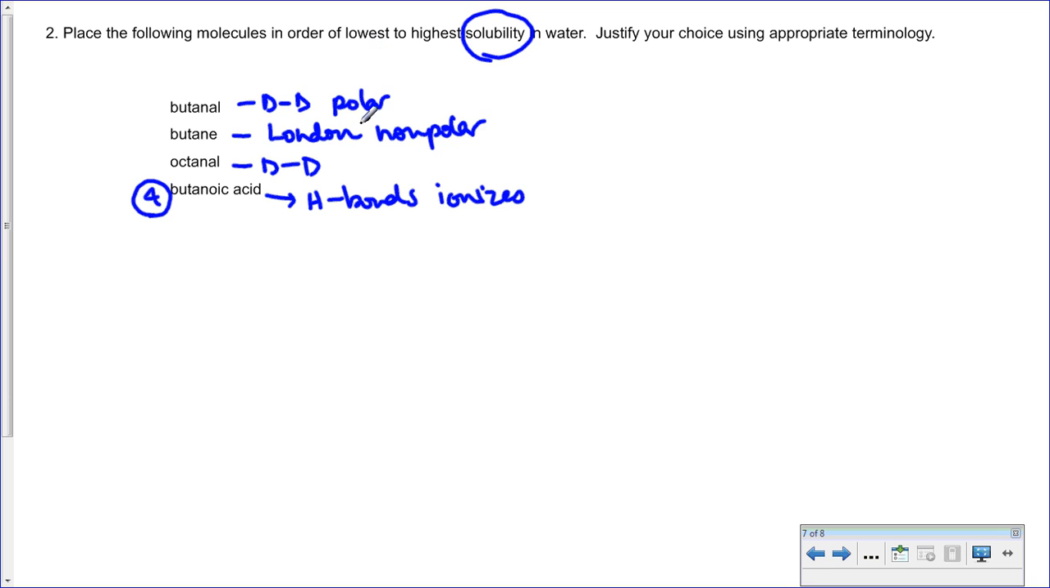The one that's going to be lowest on our list is butane because it's nonpolar, and nonpolar substances are not soluble in water because they have no effective way of interacting with water molecules or being surrounded by them, which is required for dissolving. Between butanal and octanal, as the chain length gets longer, the solubility is going to go down. So in this case, the octanal is next on the list in terms of low solubility. Butanal, which is polar, is going to have higher solubility than octanal, which has a longer chain and is also polar.